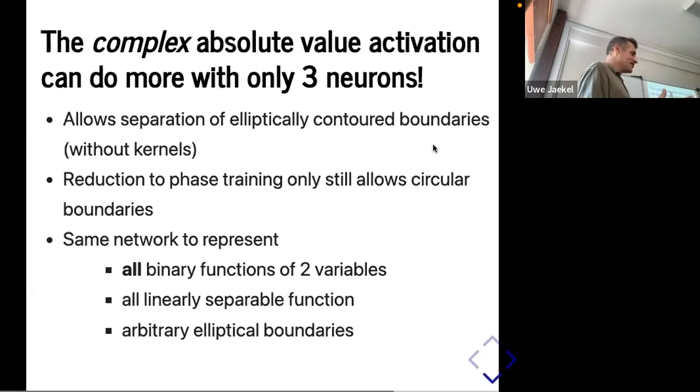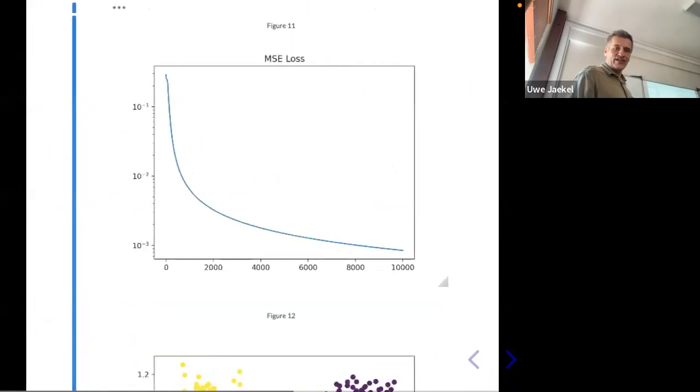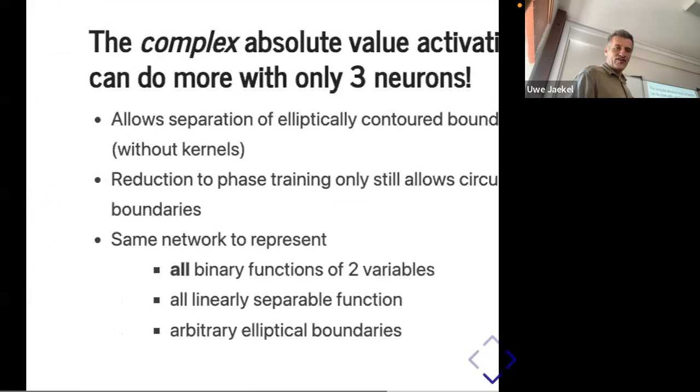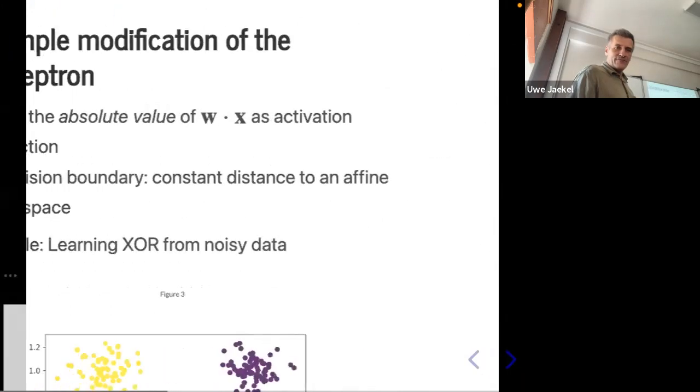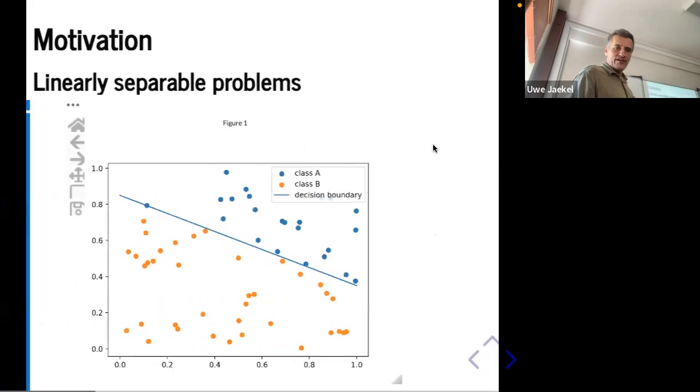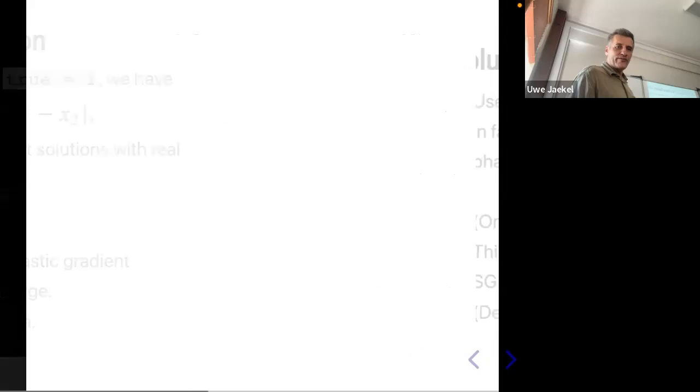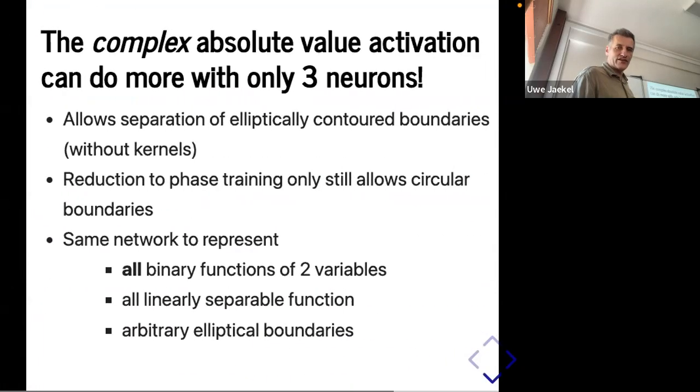And the competitor would be kernel-based methods, for instance, support vector machines. I will not talk about support vector machines, but what support vector machines do is... okay, maybe I explain it later when I have shown you some examples from that. I think this is the simplest network I know that can do this separation of elliptical contours, and it's actually the same network that we use for learning this XOR function.